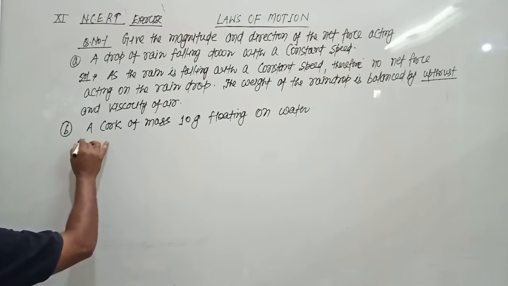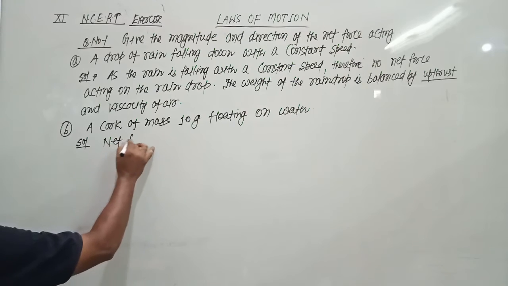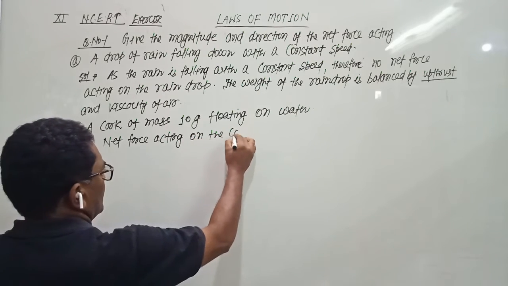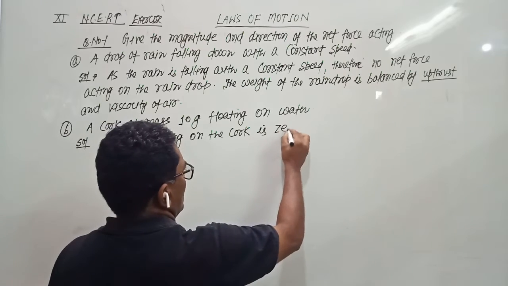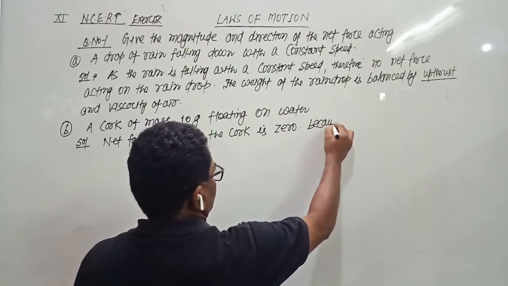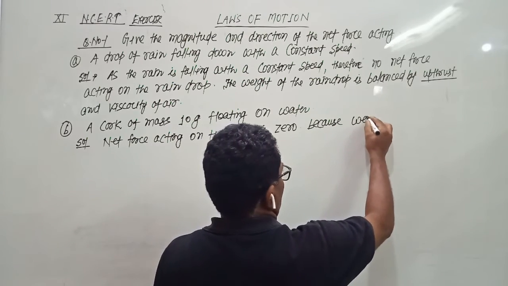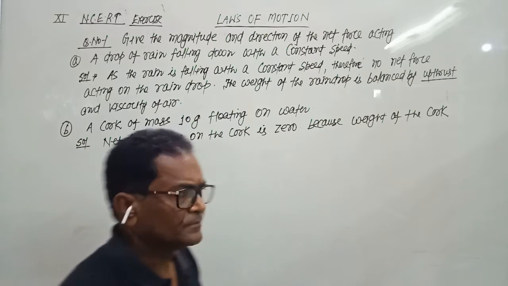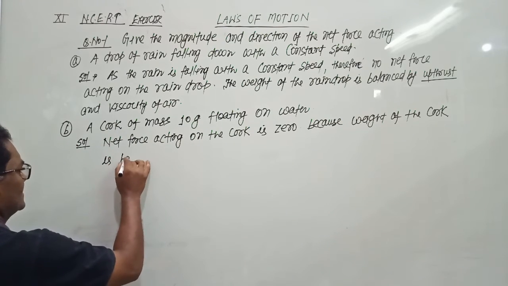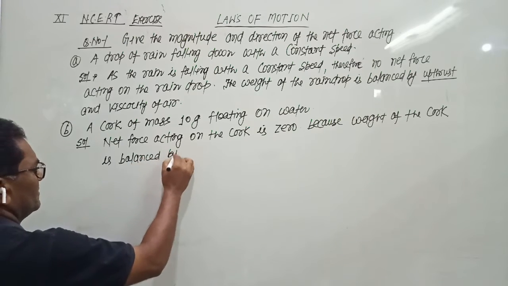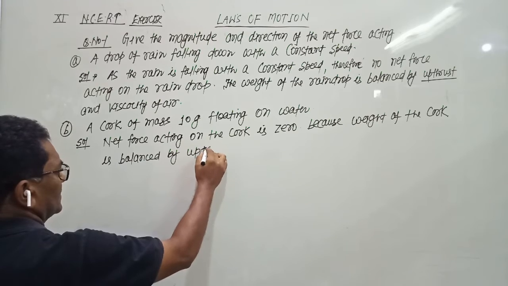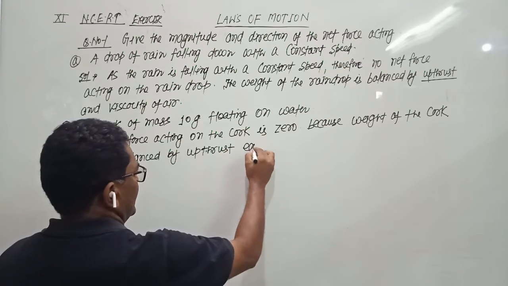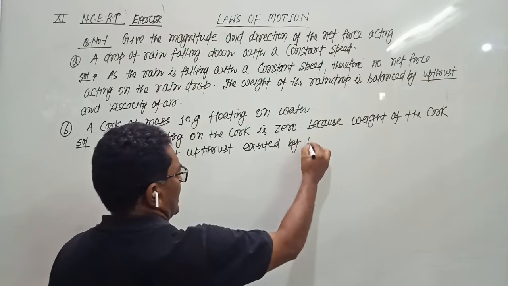So in this case, the net force acting on the cork is zero, because the weight of the cork in water is balanced by upthrust exerted by water.